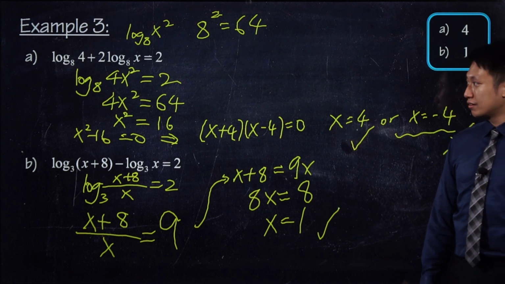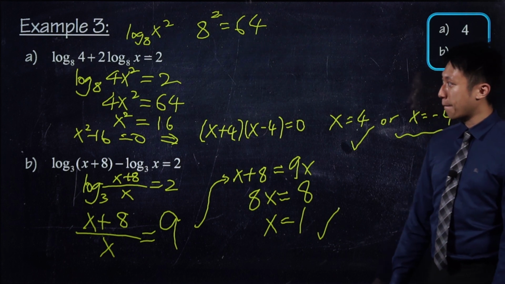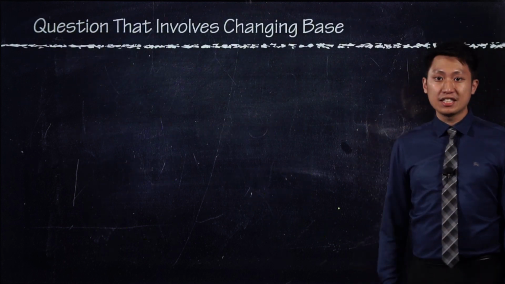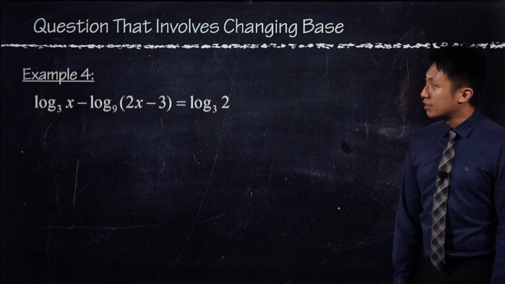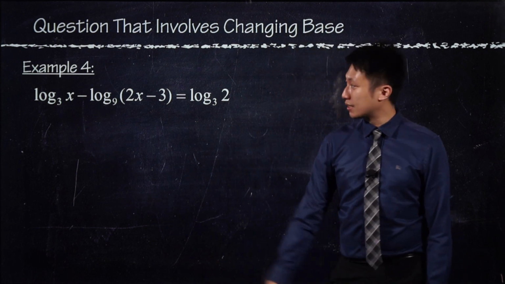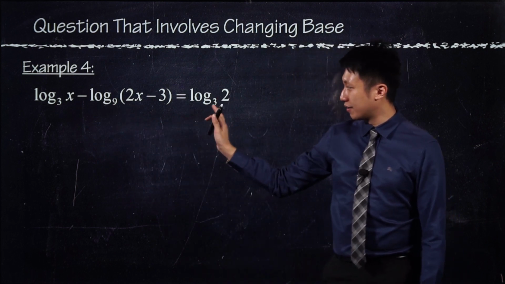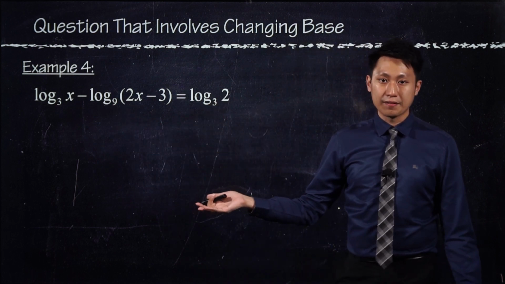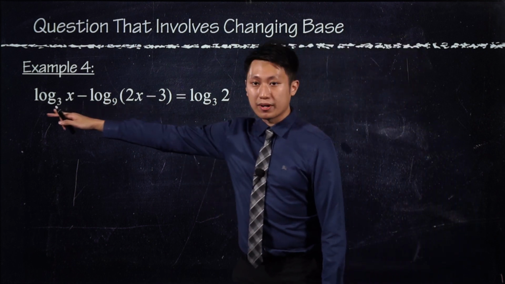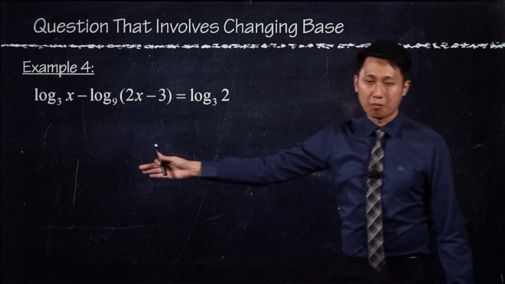Okay, if not, let's see the next one. A question that involves changing of base. So this is a question that has base 3 and base 9, so 3 and 9 essentially. Which one would you change to? You would change to the smaller one, right? Or the common one, common factors.